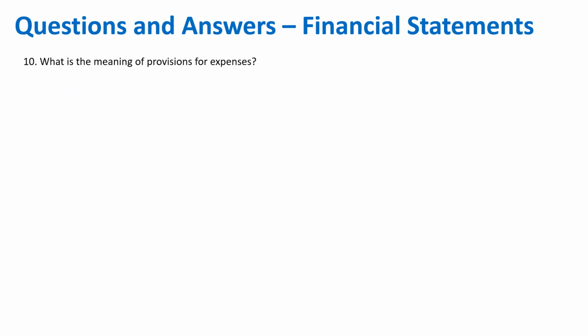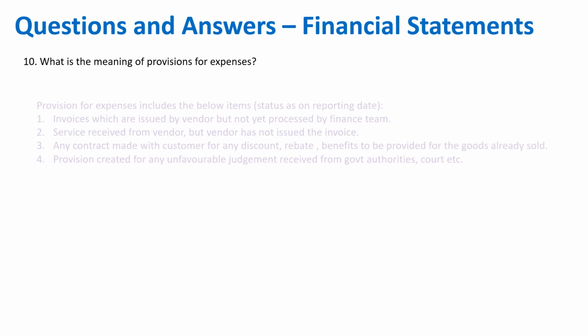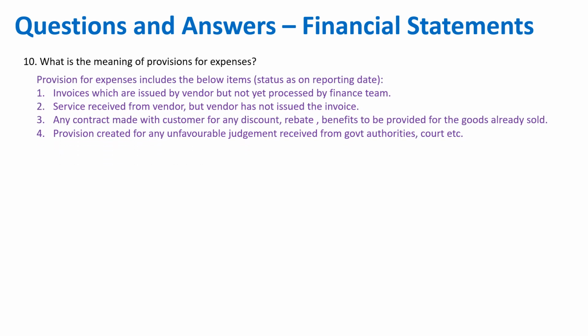Question number 10. What is the meaning of provisions for expenses? So provision for expenses includes the below items. Status as on reporting date. The day we are preparing the financial statements, you have to cover these items as provision for expenses. So let's see what are the examples.